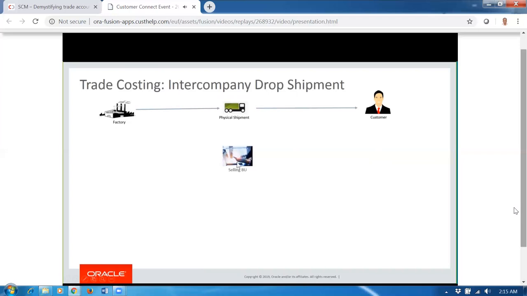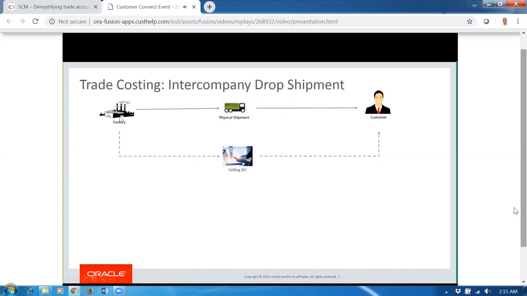So there's a selling BU, which is dealing with the customer. The customer would place the orders to the selling BU, and the selling BU would in turn ask the factory to ship the goods directly to the customer. So you will have a funny physical shipment scope, because the factory is actually doing a shipment to the customer. But internally, there is a sell and a buy event, because the factory is financially selling the goods to the selling BU.